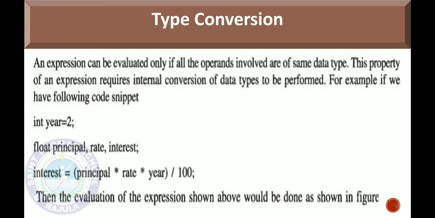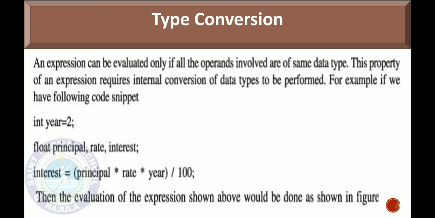Okay, so for example, here is the following code snippet. Here you can see the integer year is equal to 2. One variable, year, is defined as an integer data type, and see the next statement, in that we have defined three variables: principal, rate and interest.